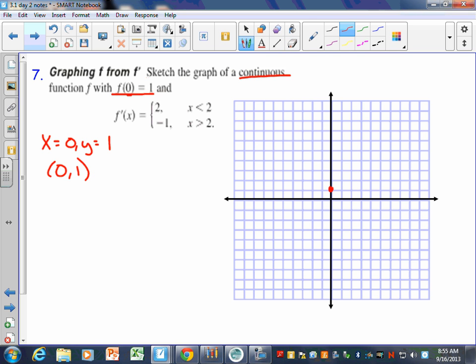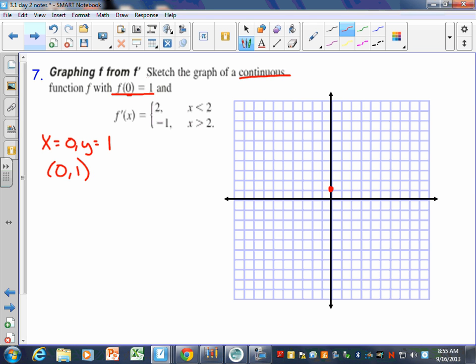Just kidding. I even thought about it. I was like, see, I don't know. I don't know what I was doing. Oh, Lord. Sometimes I wonder how I can do calculus and then I can't even grab the point 0, 1 sometimes.